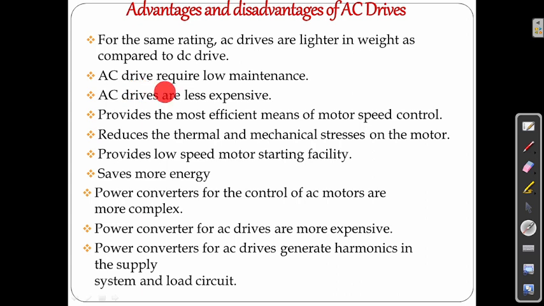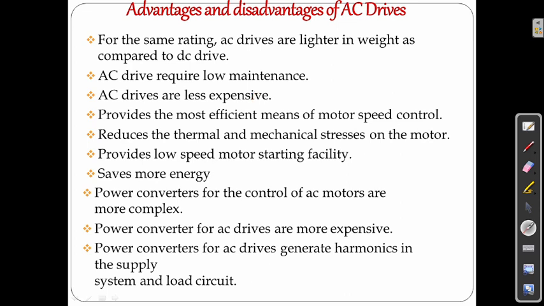AC drives require low maintenance, whereas if we go for a DC machine, we will need huge or more maintenance. Then these AC drives are less expensive. They are not costly compared to other drives. That is one of the most useful advantages in industry itself.